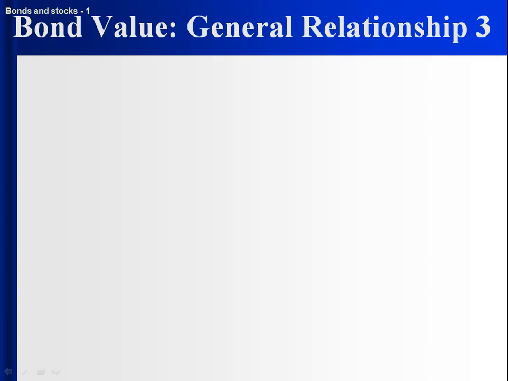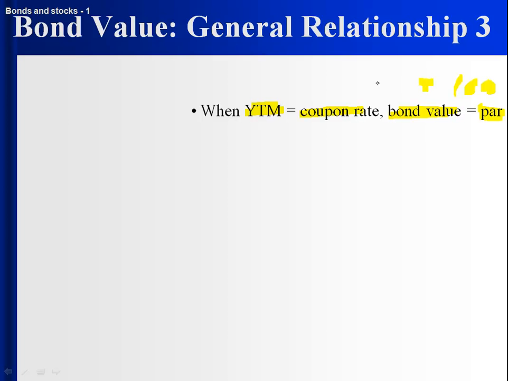I want to continue the discussion on the relationships between bond value and various characteristics. When the yield to maturity is equal to the coupon rate, the value of the bond, or the price, is equal to par. In this class, since par is equal to $1,000, the price is going to be equal to $1,000 when the coupon rate is equal to the yield to maturity. And if one side of this relationship holds, the other will.